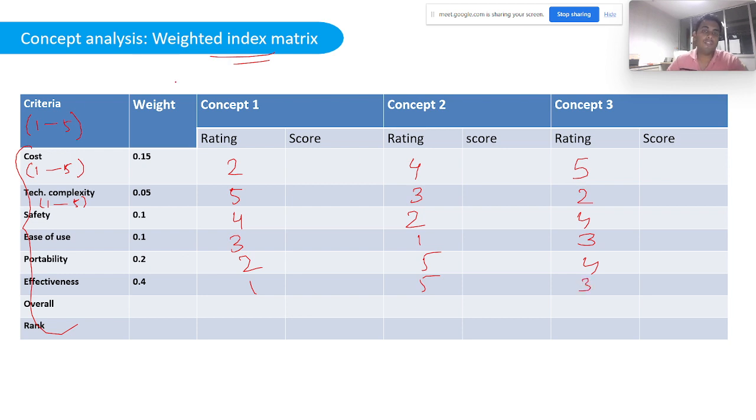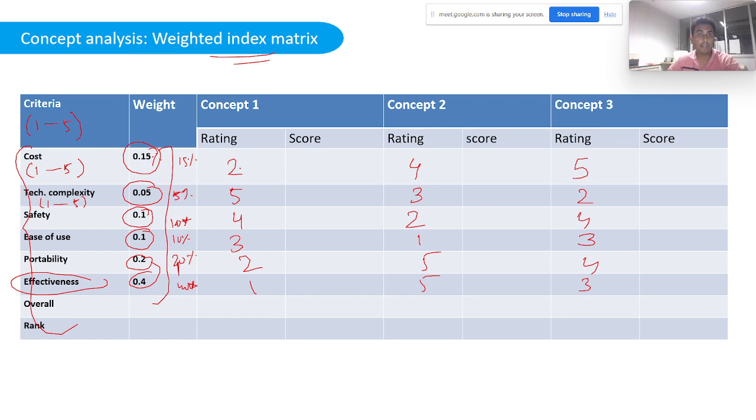Now you need to understand, in a weighted index method, you determine certain weightage for your criteria, and the sum of these weightages should be 1. That means cost is of 15% importance, technical complexity is of 5%, safety is 10%, ease of use is 10%, portability is 20%, and effectiveness is 40%. That means the scores generated out of effectiveness will have the highest weightage.